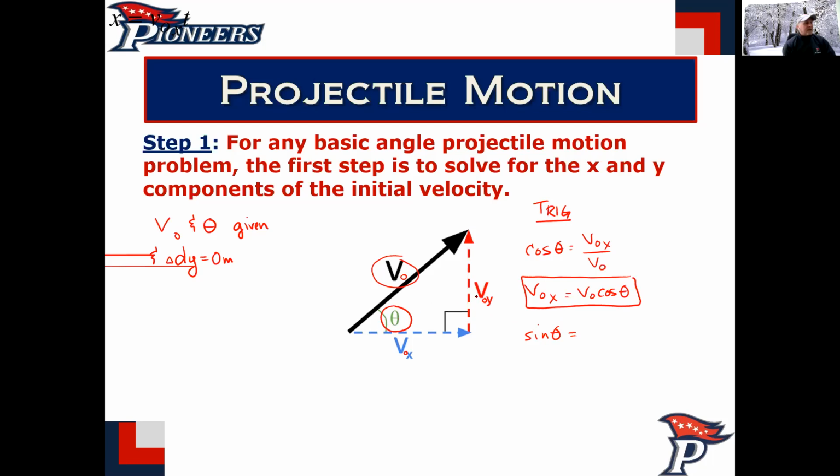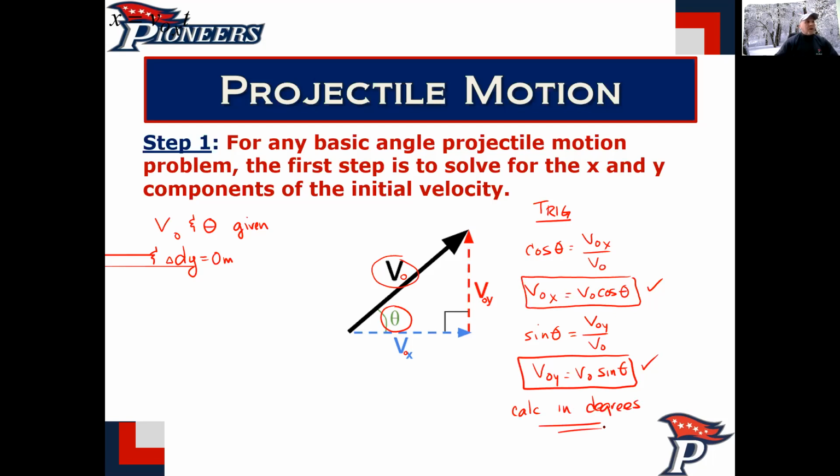And then sine of theta is opposite over hypotenuse, right? And so VOY equals VO sine of theta. That is your first step. Find this and find this. Calculator must be in degrees always for physics.